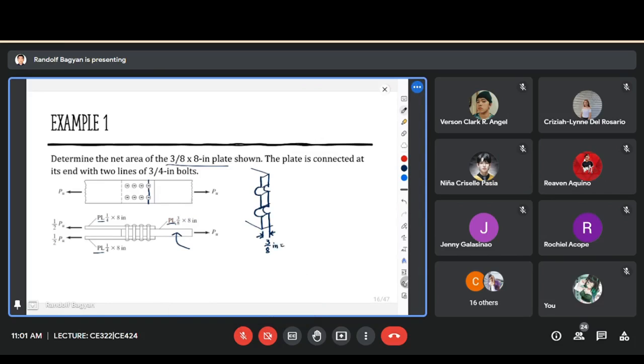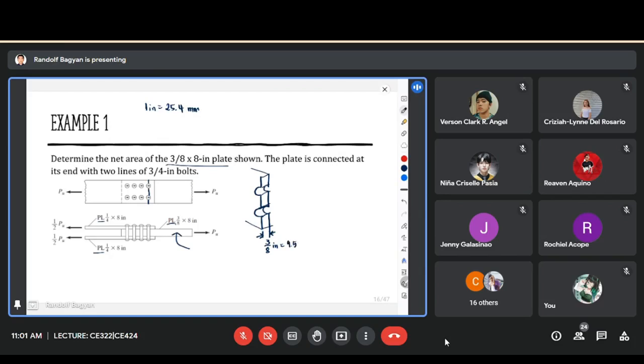Ano ang 3/8 inches sa mm? It is equal to 3/8 times 25.4, or conversion class is 1 inch is equal to 25.4 mm. Baka hindi nyo pa alam, no? Or 2.54 centimeters. Alright? So, we have to convert them. 3/8, that's 9.525.